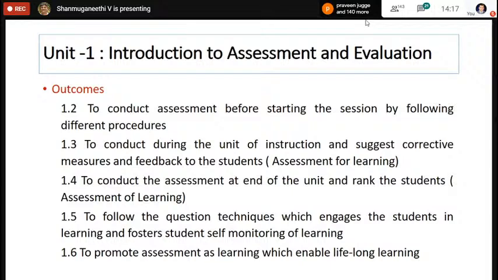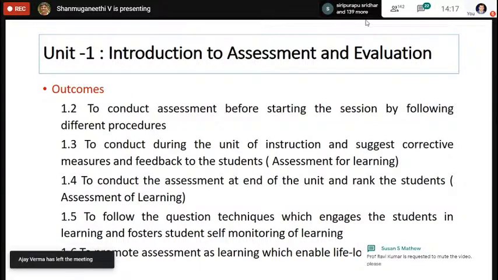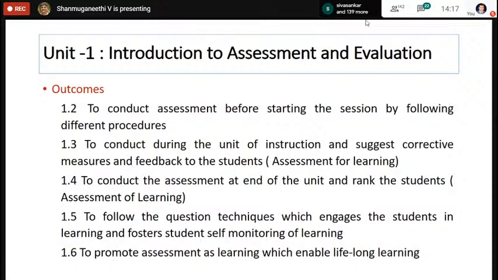Then at the end we want certification and ranking. For that also assessment plays a role, that is summative assessment. Then, as I already told you, we follow different questioning techniques which engage students in learning and foster students' self-monitoring of their learning. I want to be aware whether my learning is perfect or not, whether I am progressing or not, how I understand myself. So that way, the questioning techniques as well as assessment as learning.